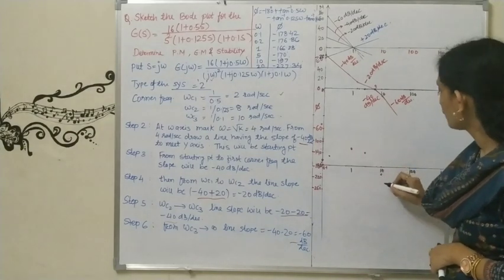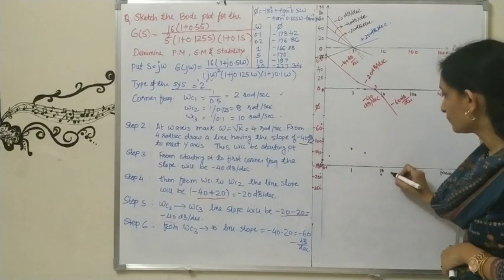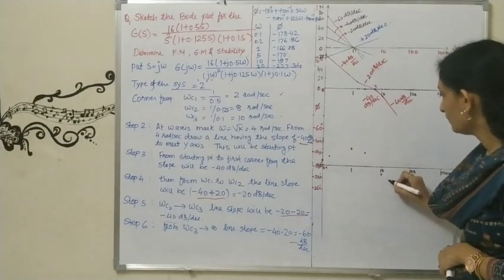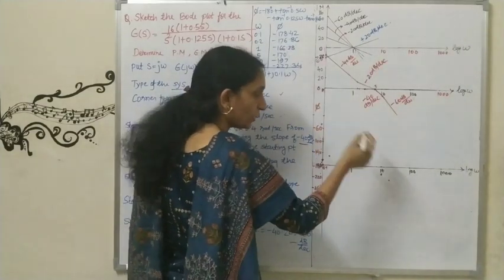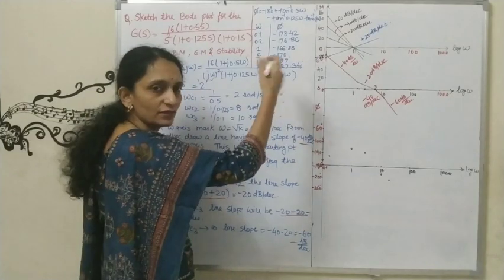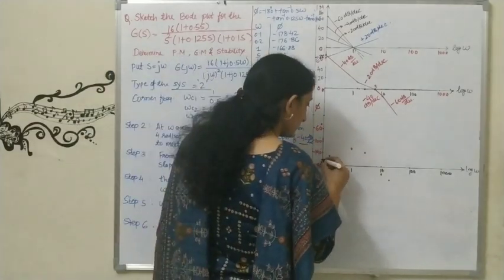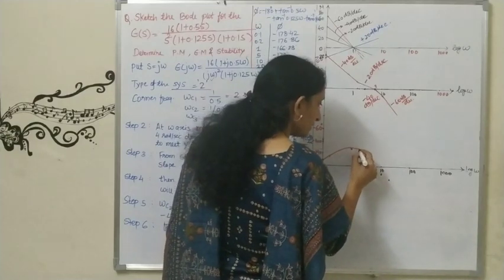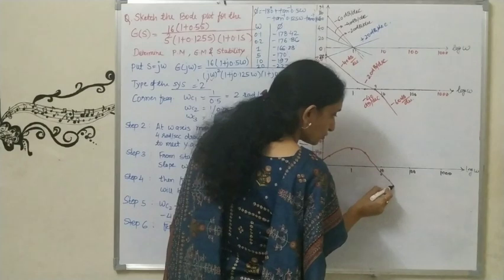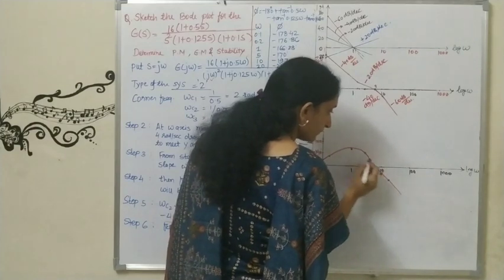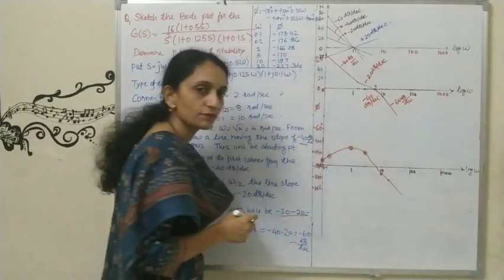Then for 20, the second vertical line after 10, I am getting minus 227. So my line may be here, minus 227. I will join all the points. You can increase the value of omega up to 100 also, but once I get omega PC, there is no need to show more. These are the points which I got, so this is my phase plot.